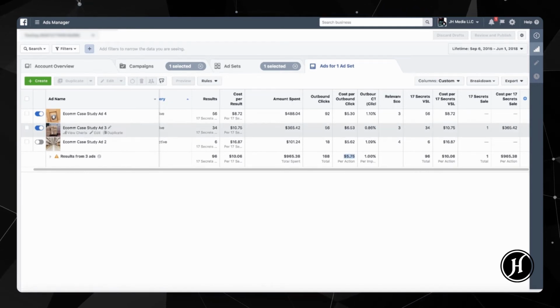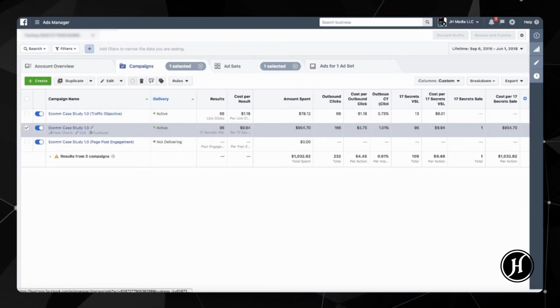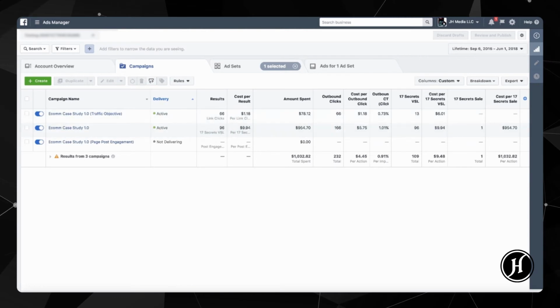Okay, so what I decided to do was duplicate the campaign and do it into a traffic objective, and I started that one the other day. I think that was yesterday.